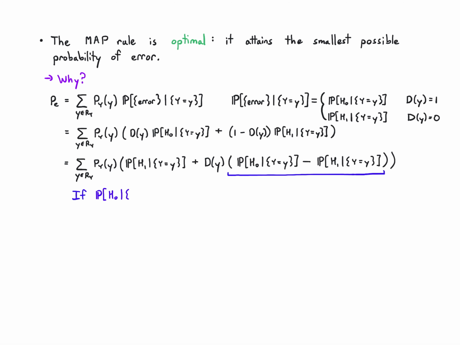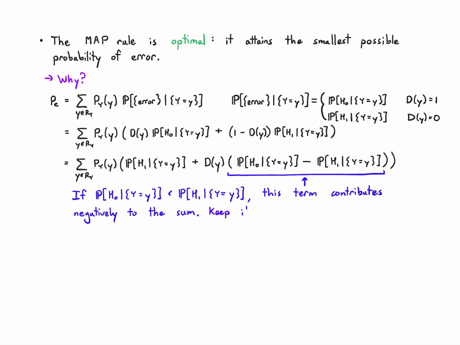So if the probability of H0 is less than the probability of H1 given y, then this term is contributing negatively to the overall sum and to the probability of error. So I should keep it in those cases by setting d(y) equal to 1, right? I want to make the probability of error small. So if this term is negative, that's good. It makes it smaller, so I should keep it. Those are the places I should set d(y) to 1.